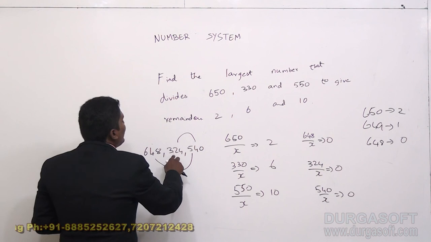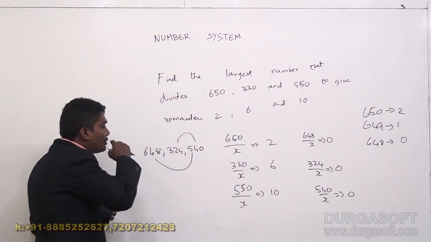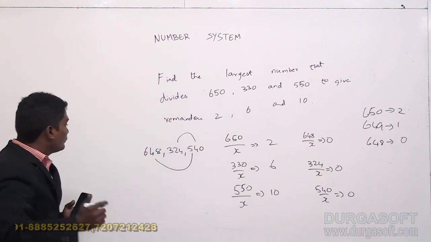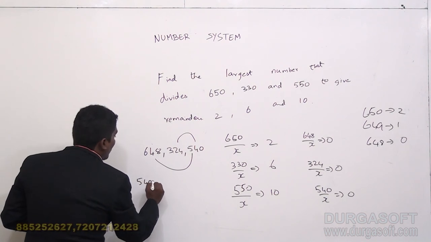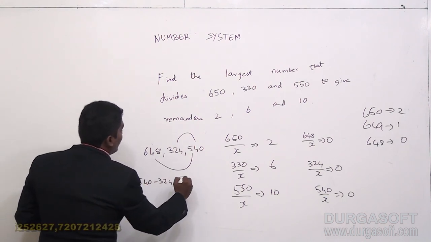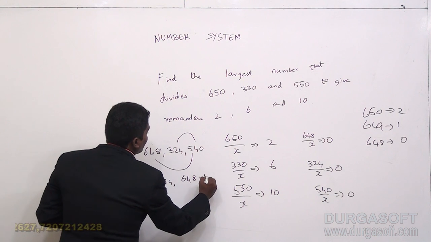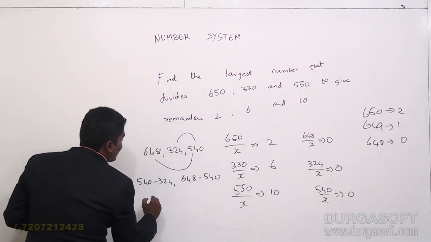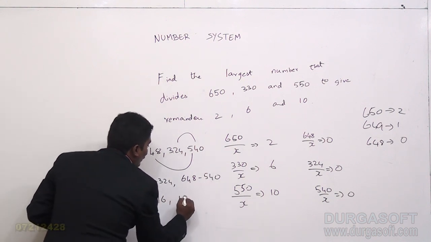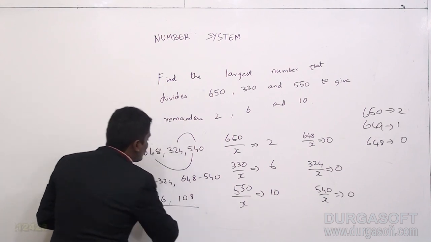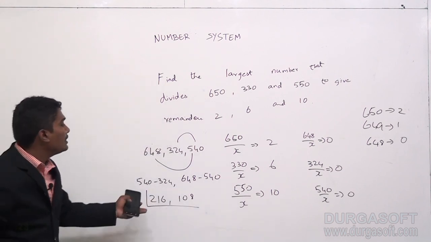So 324 plus which number will give me 540? So 540 minus 324 and 648 minus 540. This difference I will get as 216, 108. Now find the HCF of these two numbers alone.